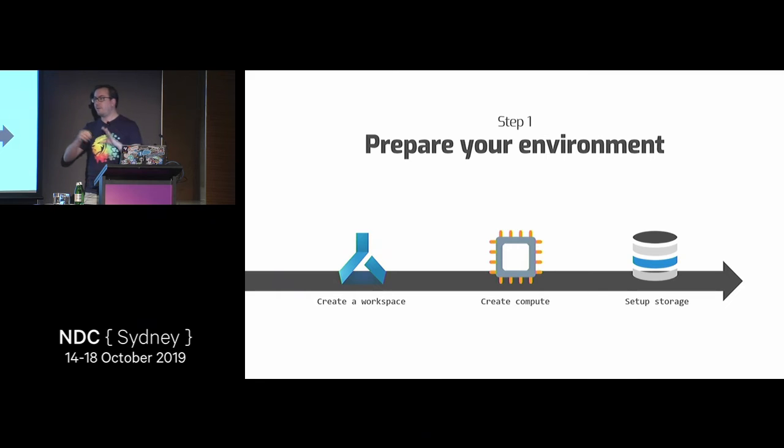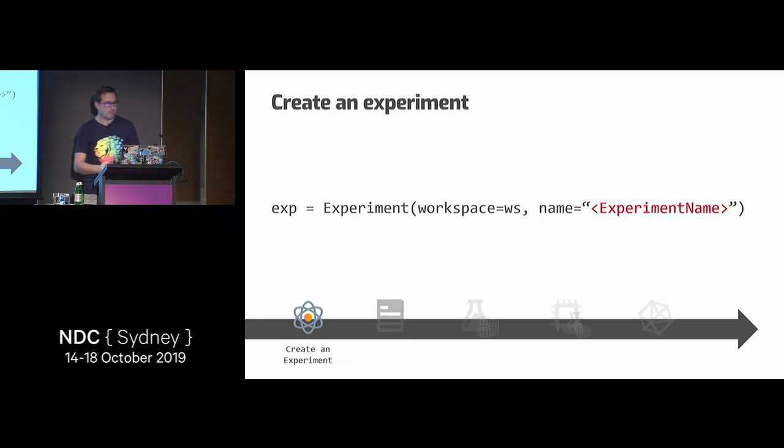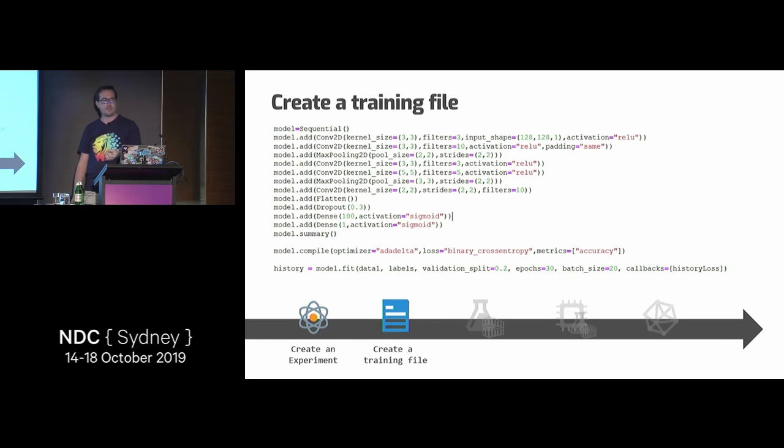So that is it. If you have these three things, you're done. And then you can start experimenting with your model and your data. And that is actually where the fun part starts. So to begin with, you have to create your experiment name. That is just a reference to your workspace, and then you give it a name. In my case, it would be Simpsons classifier.